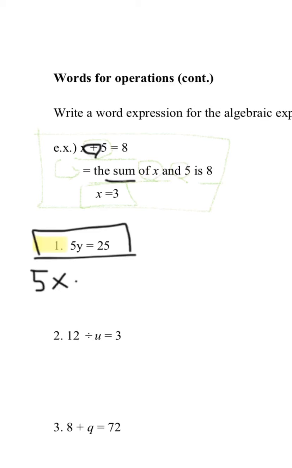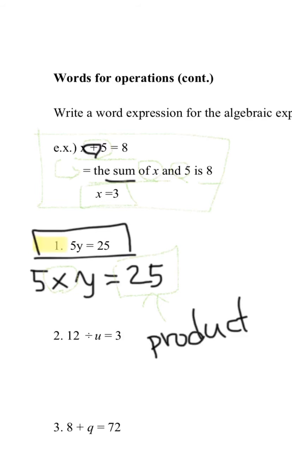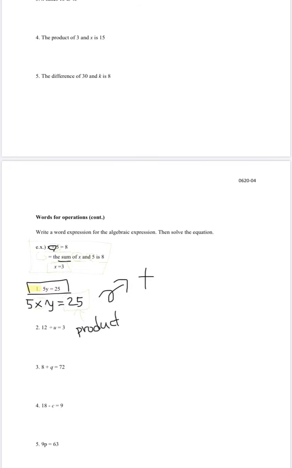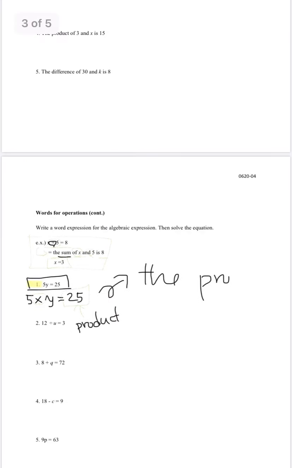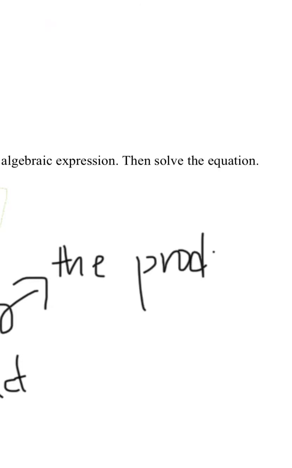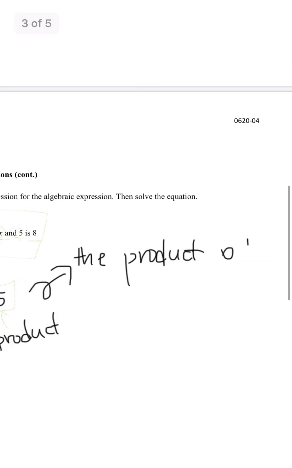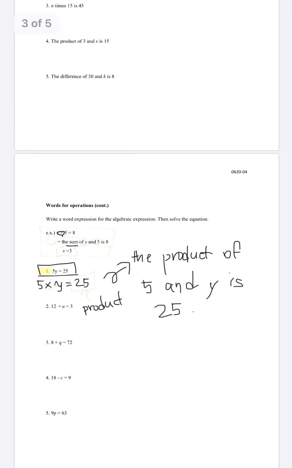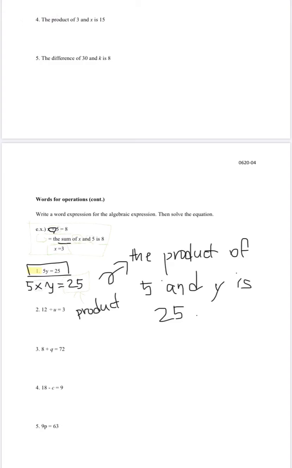Well, we have 5 times y equals 25. Okay, well, what do we call this? When we have a multiplication, what do we call this? That's a product, right? So how would we write that? Oh, sorry, okay, wait, let me write it again. The product of 5 and y is 25, right? The product of y and 5 equals 25.